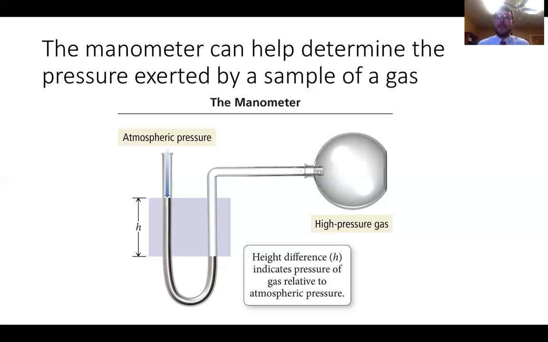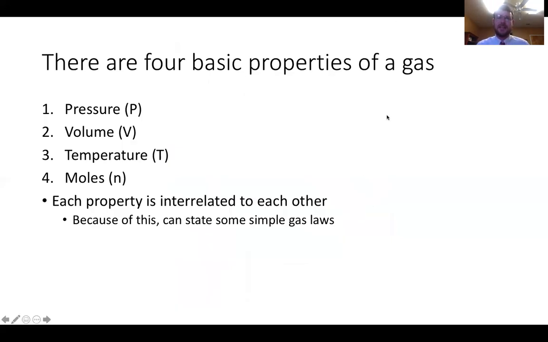So what are some basic properties of a gas that we're going to really study and look at? We're going to look at some simple relationships. We'll briefly introduce them through the slides, and then we'll go to the board and look at these in more detail. Well, the 4 basic properties of a gas are pressure, volume, temperature, and the moles, or amount, of the gas molecules that we have.